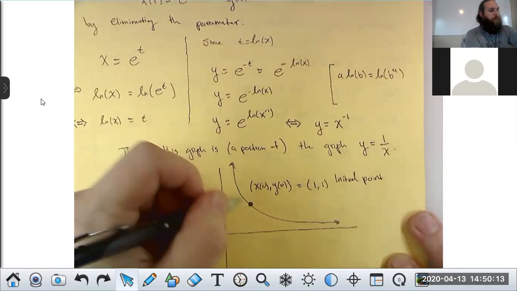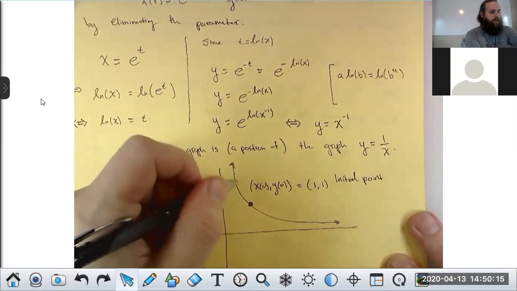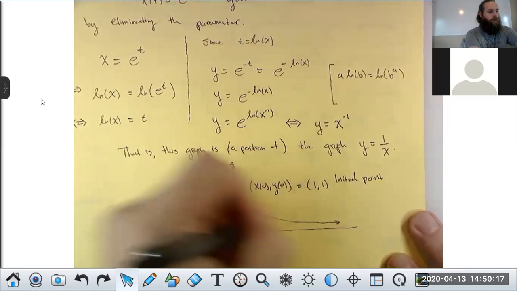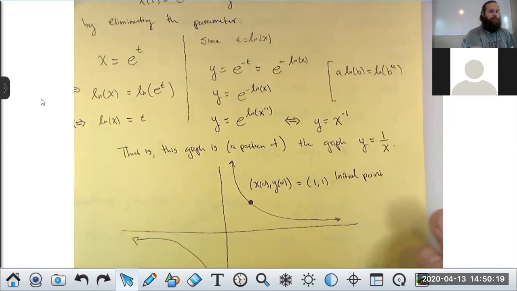And then what do you think my orientation is? Am I walking up this way, or am I walking out this way, or doing something else? And why? Any thoughts? Are you moving away from 0? We are moving away from 0.